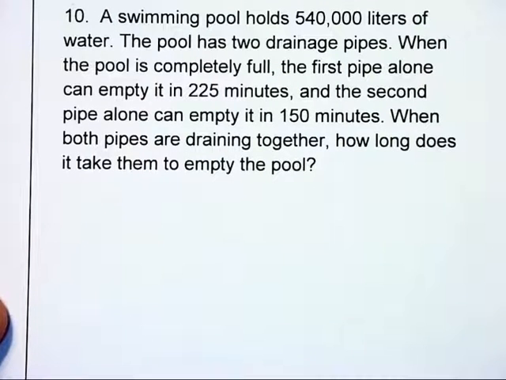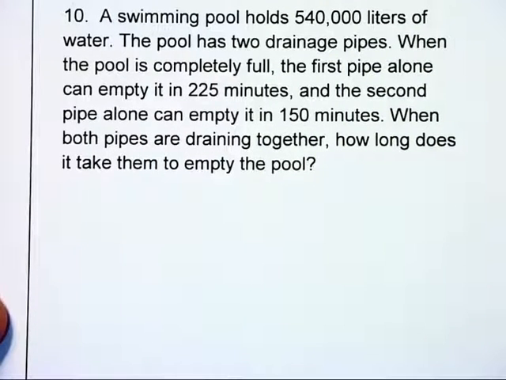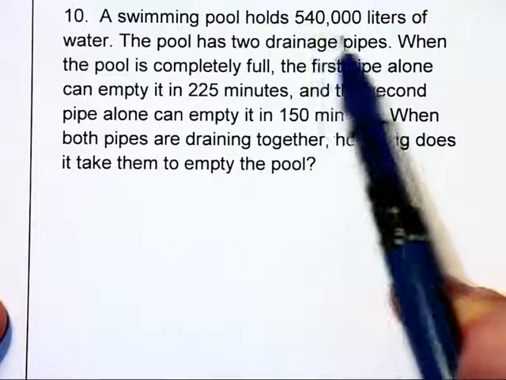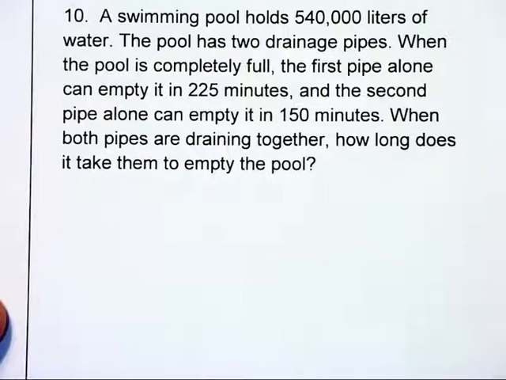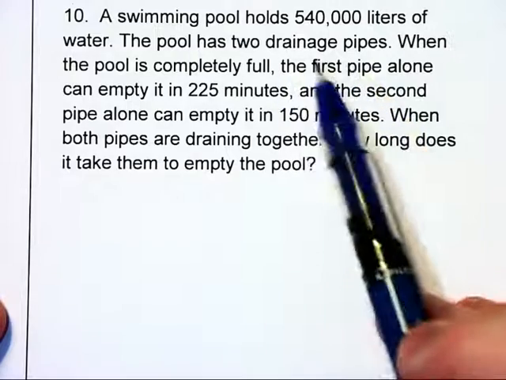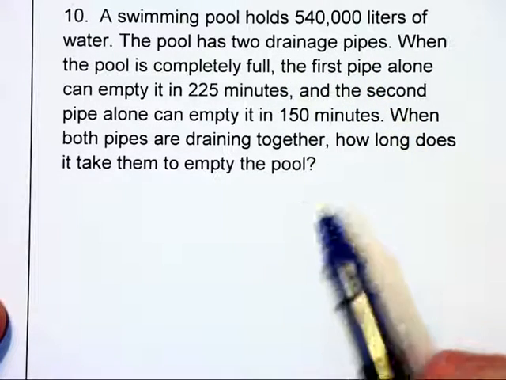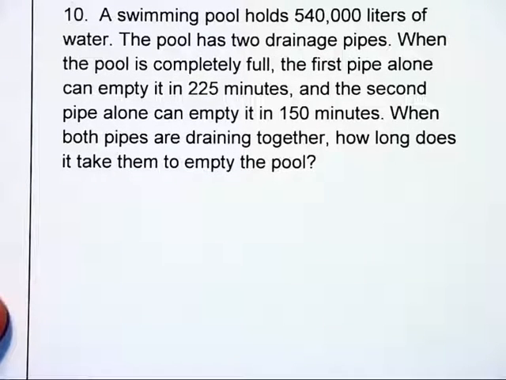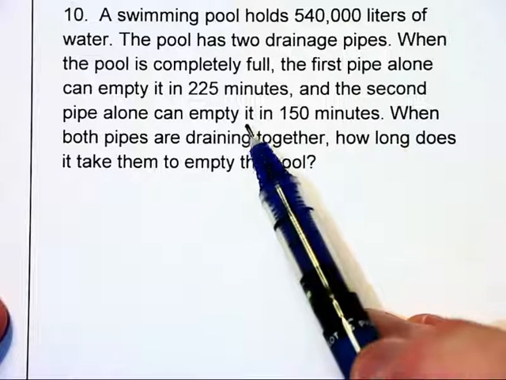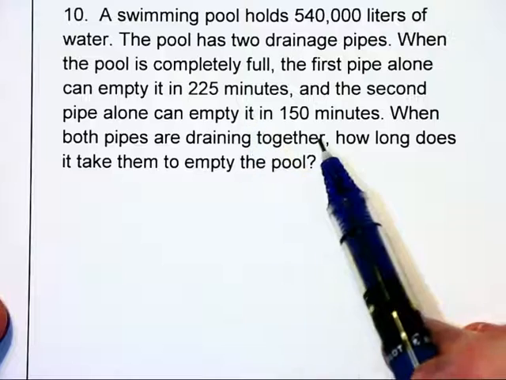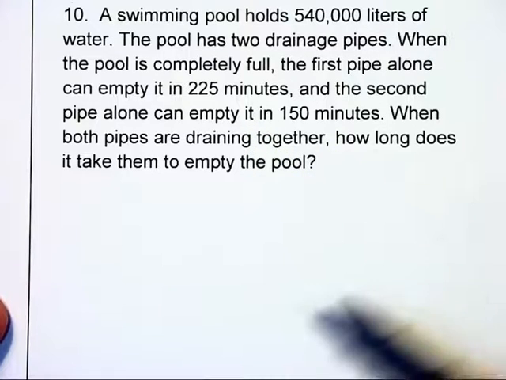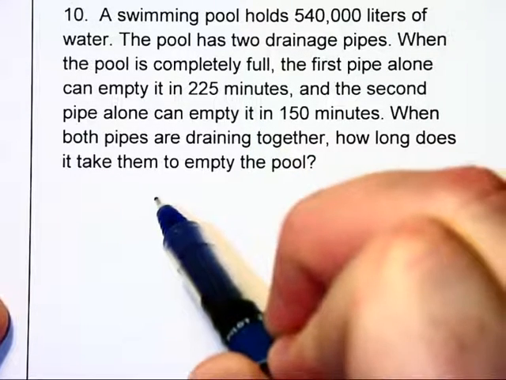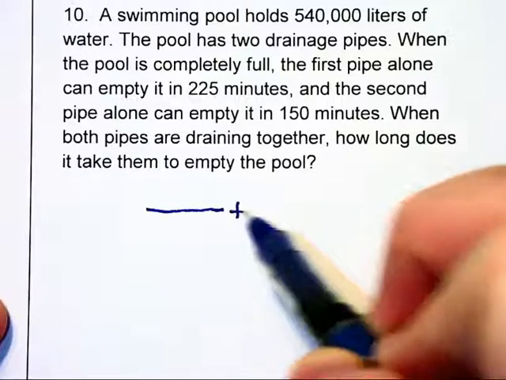Another problem with some extra numbers in here to confuse you. You've got a pool holding 540,000 liters of water. It's got 2 drainage pipes. We got to be careful here because instead of adding water and working together, the draining is going to be working against the pipe that's filling up the pool. So the first pipe alone can empty it in 225 minutes. Oh, we're not talking about filling and emptying. Both are emptying. So together, we want to know how long they can empty the pool.